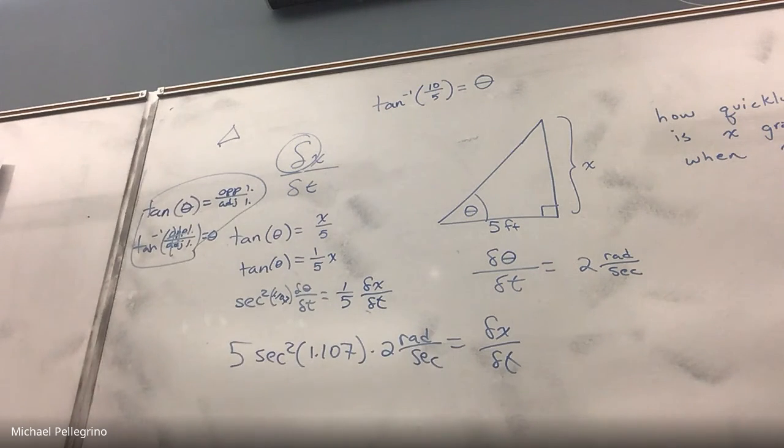So secant is what? 1 over cosine. So 1 divided by cosine of 1.107, squared, times 10. Yeah. 50?